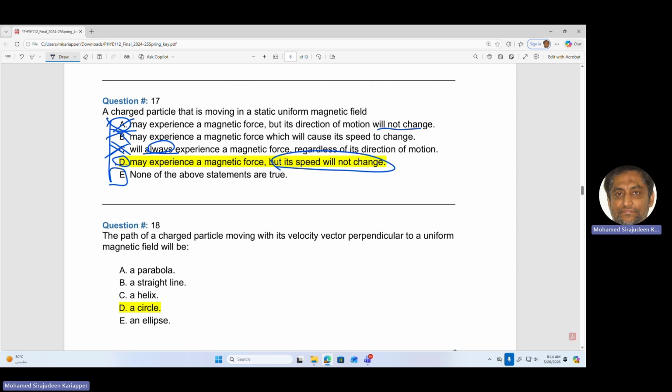Okay. So when a charge is moving in a magnetic field, it will experience a magnetic force provided the velocity has a component perpendicular to the magnetic field. If it is not, then it will not change. So this statement is completely correct.